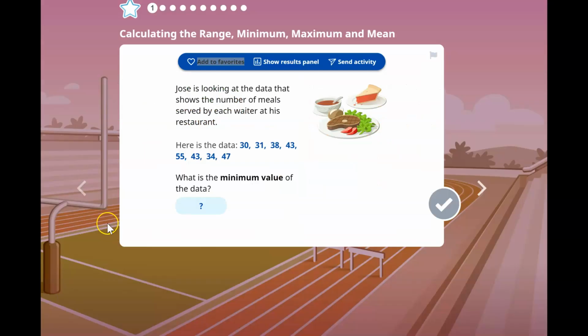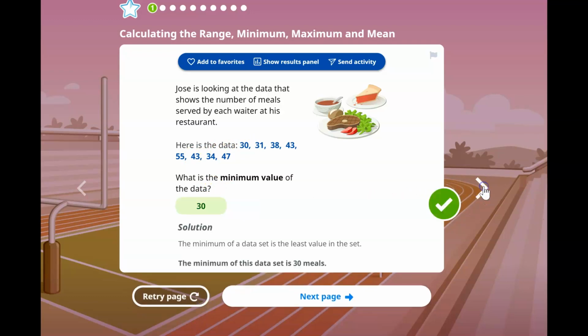So you are going to be working on the Buzzmath level of calculating the range, minimum, maximum, and mean. So it says Jose is looking at the data, which shows the number of meals served by each waiter at his restaurant. Here's the data: 30, 31, 38, 43, 55, 43, 40, 34, 47. What is the minimum value of the data? So notice it's not ordered, so you have to scan through here. The smallest number there, boom, 30. Once you have 30, type it in, hit check, and move on.